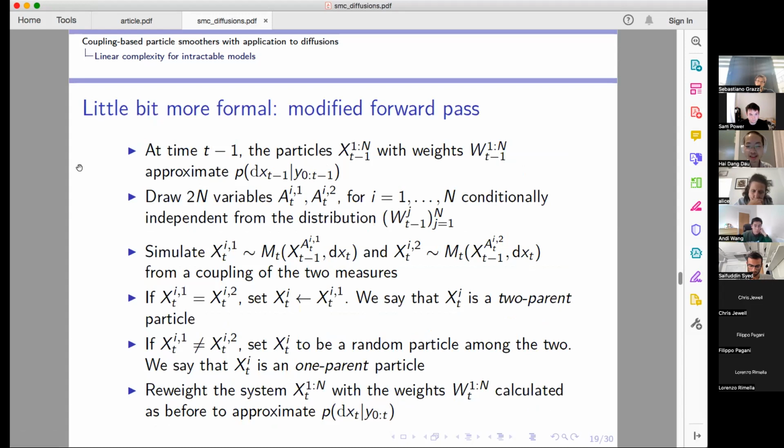And so, just going a little bit quickly over this, you can do it in a more formal way. At time t minus 1, you have the particles with their weights, you draw 2N ancestor particles, and you simulate the H_t^{i,1} and H_t^{i,2} from the coupling of the two measures. If the coupling is successful, then you can say that H_t^i is a two-parent particle, and otherwise you can say that H_t^i is a one-parent particle.